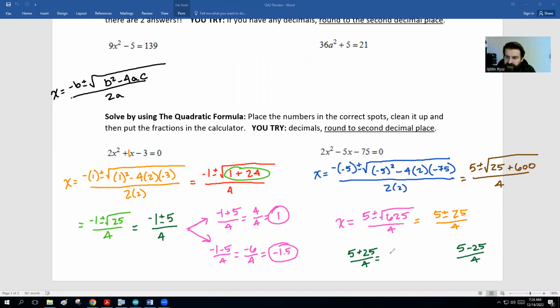All right, 5 plus 25 is 30, and 30 divided by 4 is 7.5. All right, on the other side here, 5 minus 25, that'd be negative 20. And if we divide that by 4, that's a negative 5.